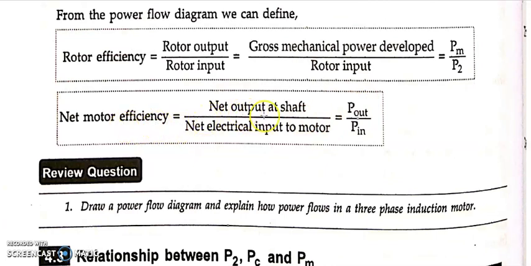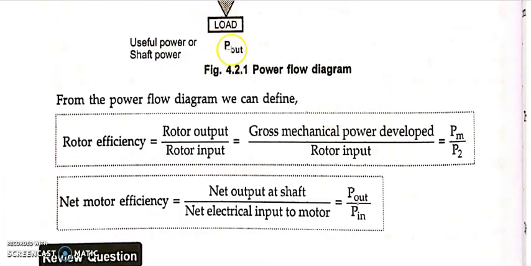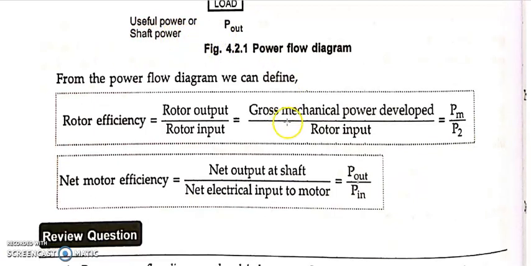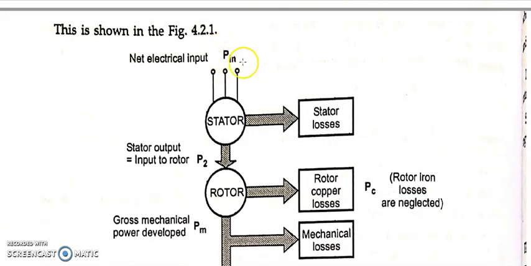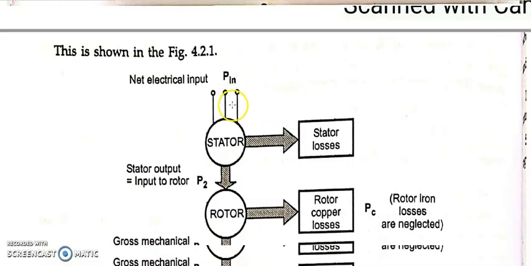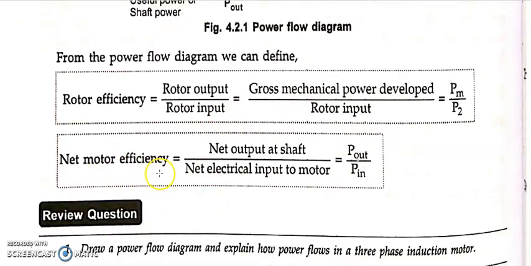Now net motor efficiency. Net motor efficiency is what? Net output at shaft. So P out. So P out is the net useful power or shaft power. One more, two more names are given, or shaft power you can call. Okay. So it is net output of shaft, P out, is equal to net electrical input to the motor, P in. So P out by P in will give you what? Net motor efficiency. Okay.